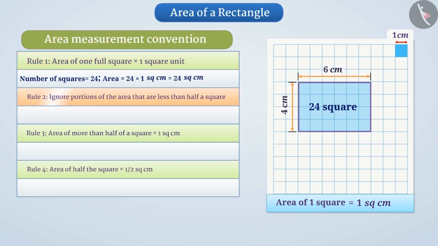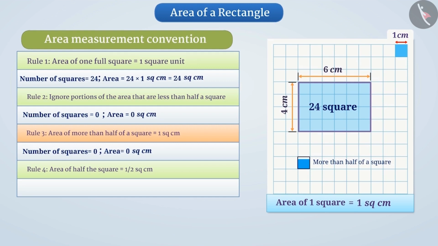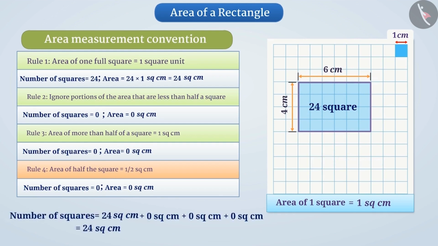Rule 2. Ignore portions of the area that are less than half a square. We don't have such squares here. Rule 3. If more than half of a square is in a region, count it as 1 square, that is 1 square centimeter. We don't have such squares either. Rule 4. If exactly half the square is counted, take its area as half square unit, that is half square centimeter. We don't have half squares here. In this way, the total area of the rectangle is 24 square centimeter.